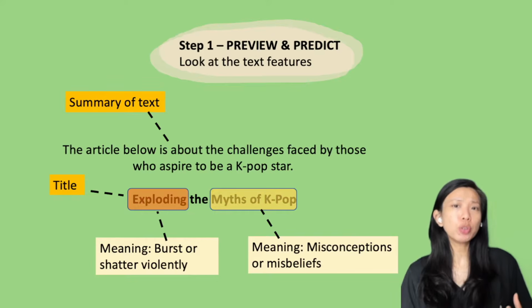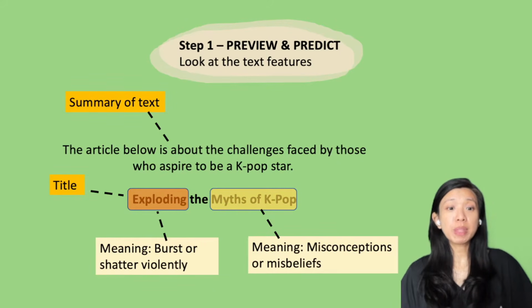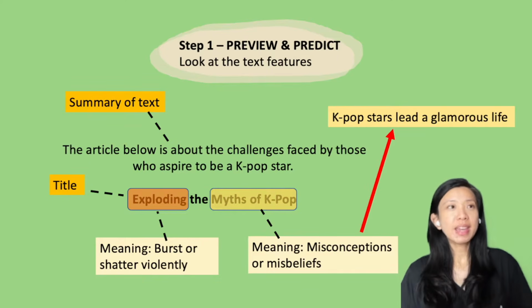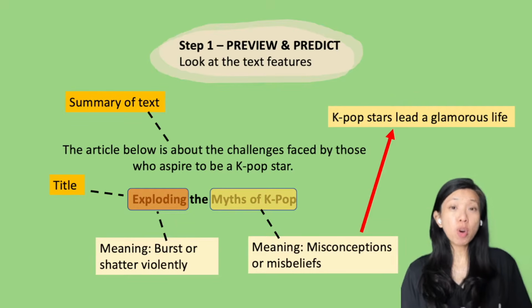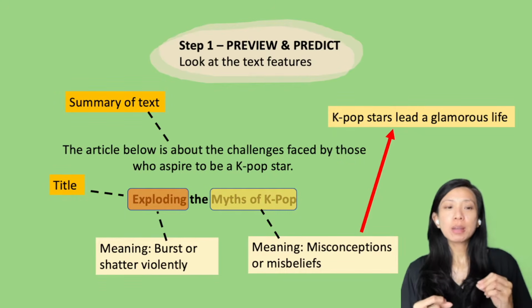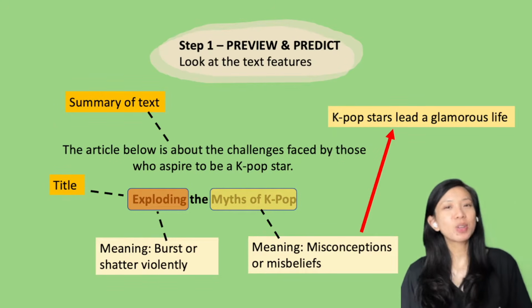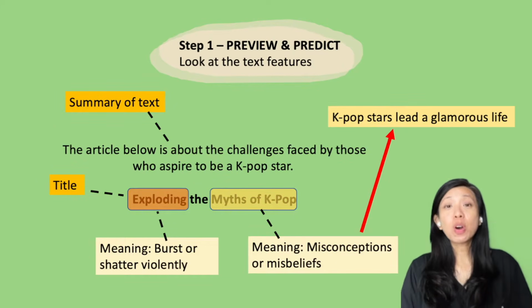So I don't know about you, but I think there is an idea that being a K-pop star is something that is very glamorous, that it's all about fame and fortune, but maybe it's not, and there could be more that goes on behind the scenes that all of us ordinary people don't know about. So now that we understand what exploding means as well as the myths of K-pop, what I'd like you to do is pause this video and make a prediction about what you think this text is going to be about. And leave a comment in the comment box with your prediction. So let's go on to step 2.